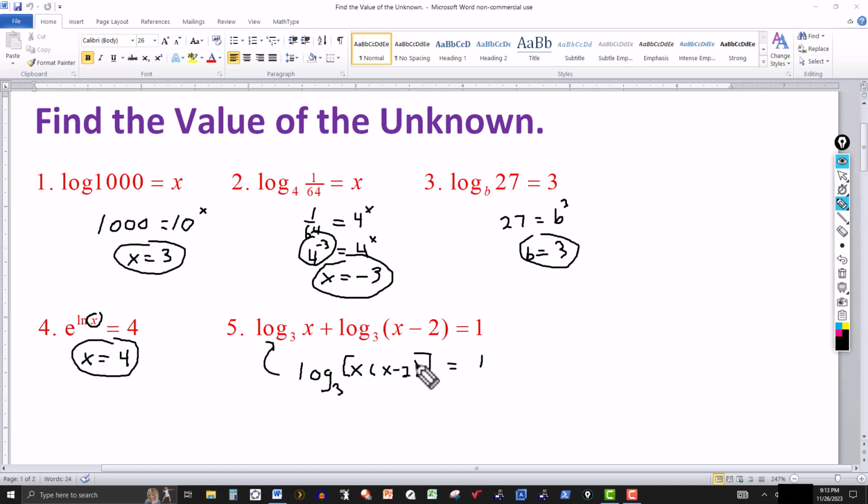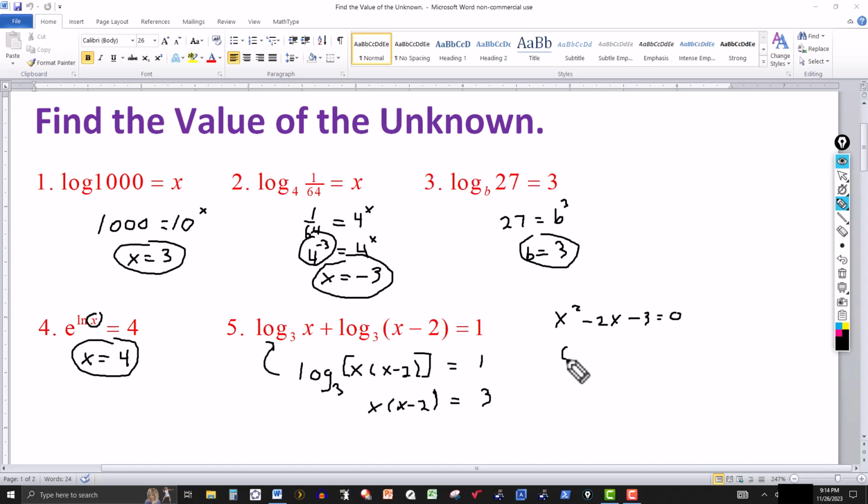So now I'm going to go from log form to exponential form. In this case, the next step we'll be using the definition of log, just like in the first 3. That tells me that x times x minus 2 should equal this base, which is 3, taken to the value over here, which is 1. So it's 3 to the 1, which is 3. Now we multiply these out, we get x squared minus 2x. And we add minus 3 to both sides, bringing the 3 over, making it minus 3, equal to 0. Now we just have a quadratic equation to solve.